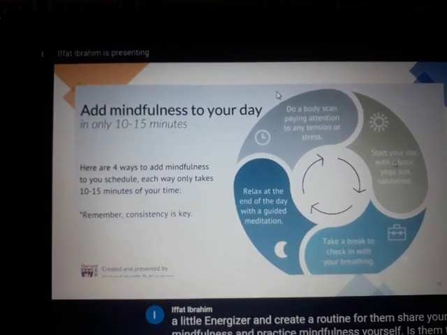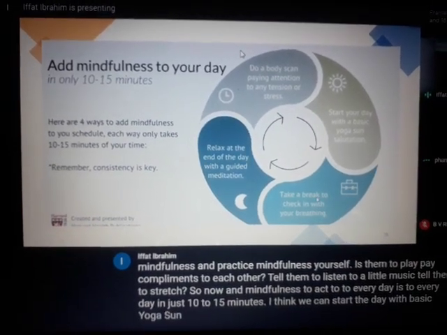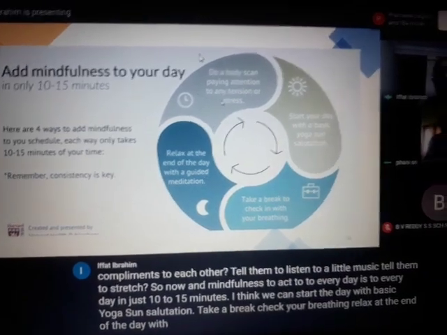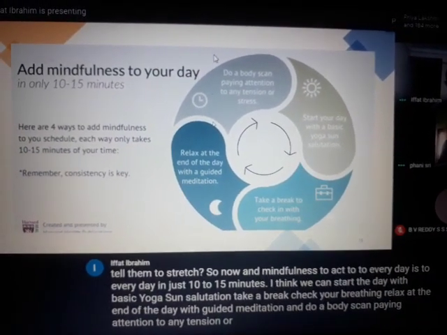I think we can start the day with basic yoga, sun salutation, take a break, check your breathing, relax at the end of the day with guided meditation, and do a body scan, paying attention to any tension or stress.